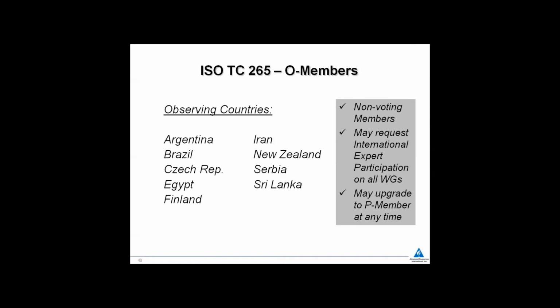An O-member nation, observing countries, those 9 countries have observing status. They do not get a vote. They attend meetings. They can request that their international experts participate on the working groups, but they're not guaranteed that seat. And those O-member nations can upgrade to P-member status at any time.